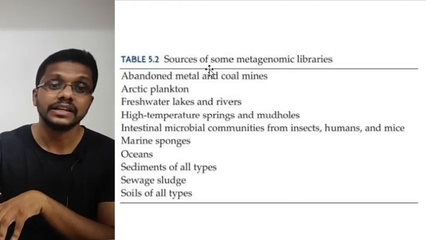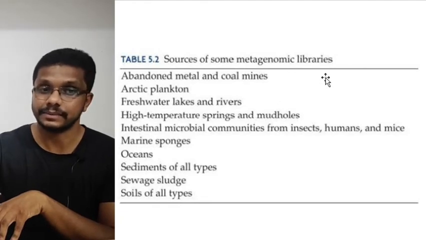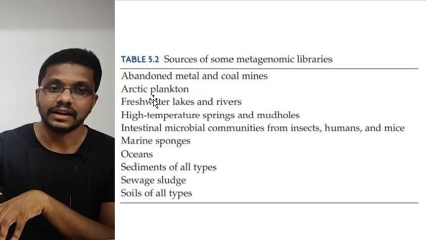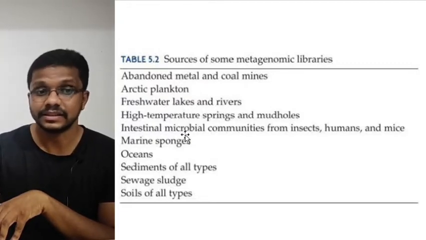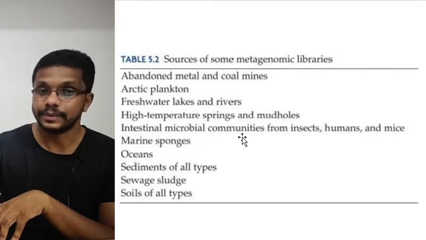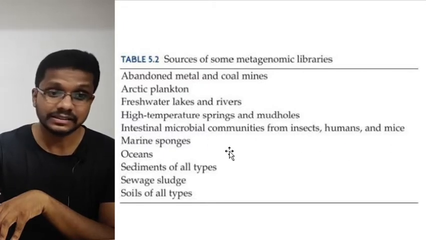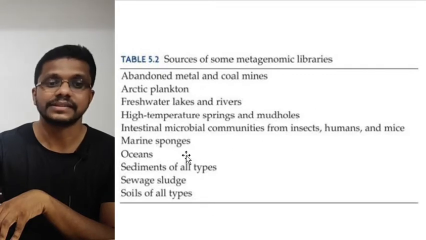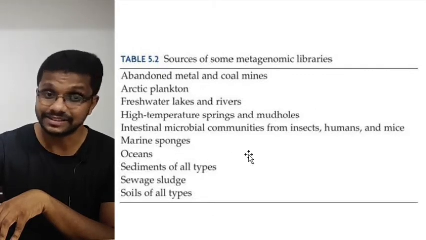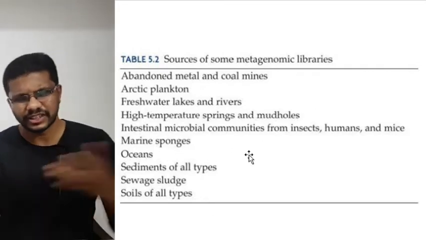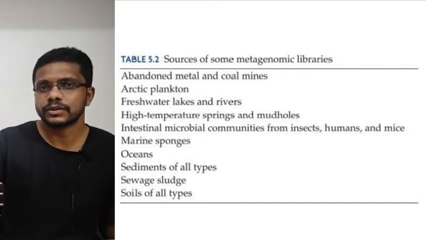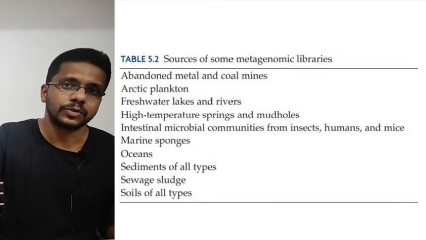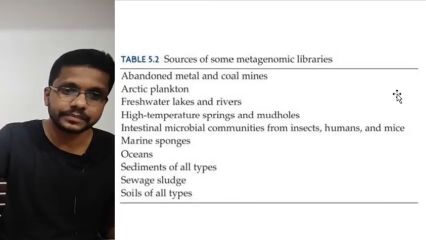So these are the different samples from which metagenomic libraries can be constructed: maybe an abandoned metal or coal mining site, Arctic plankton, freshwater lakes or rivers, high temperature springs, intestinal microbial communities from insects, humans or mice, marine sponges, oceans, sediments of all types, sewage sludge, soils of all types. So different types of samples can be taken for metagenomic analysis. We are looking for microorganisms which cannot be cultured, and they will be there in all places.